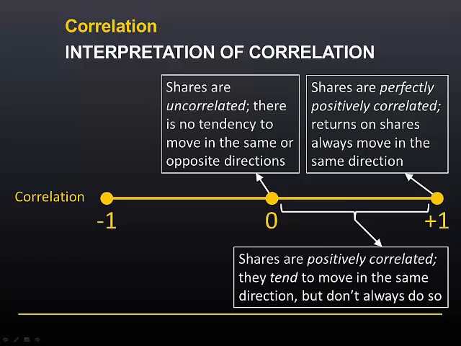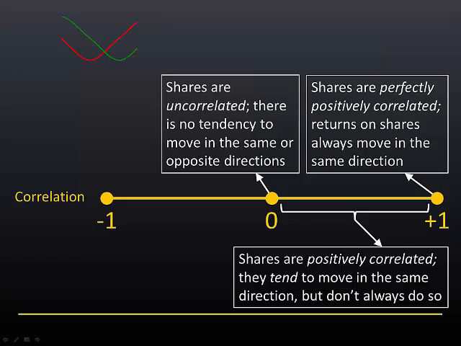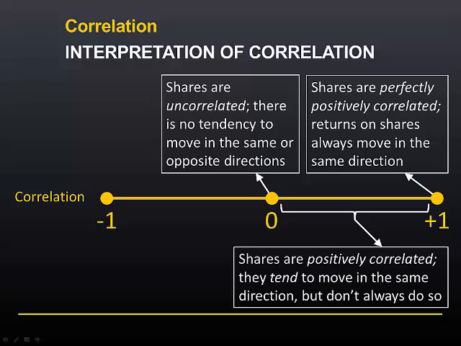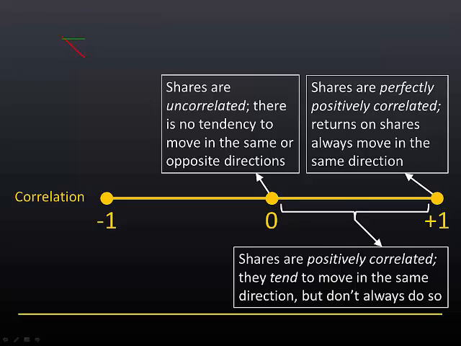If the correlation is 0, we say that the shares are uncorrelated. There is no tendency to move in the same or opposite directions. If one share moves up, the other one has a 50% chance of moving up and a 50% chance of moving down. If one of the two shares has no risk at all, does not vary, then the correlation would also be 0.